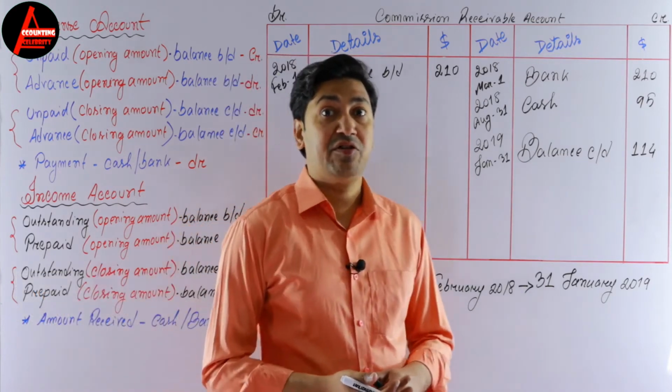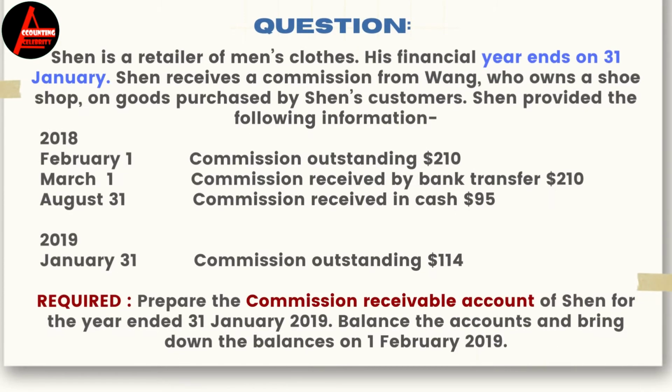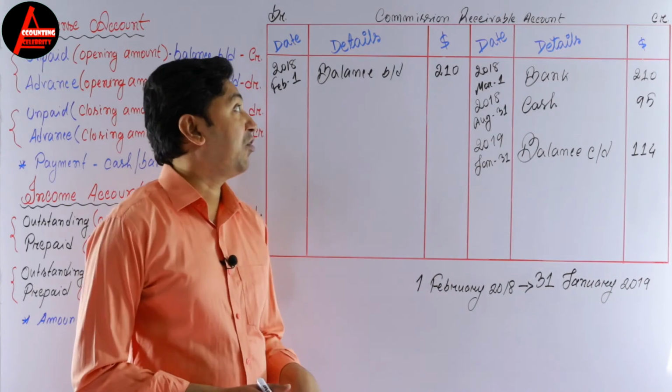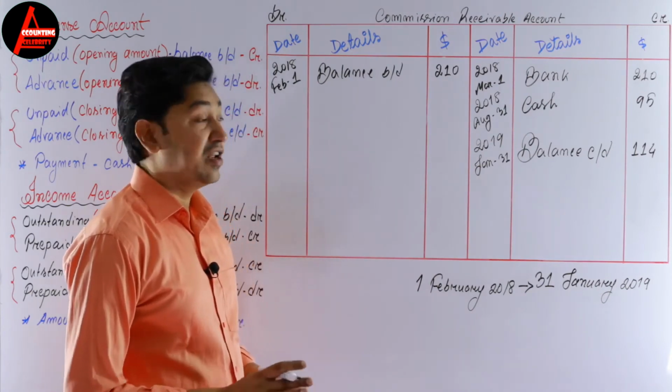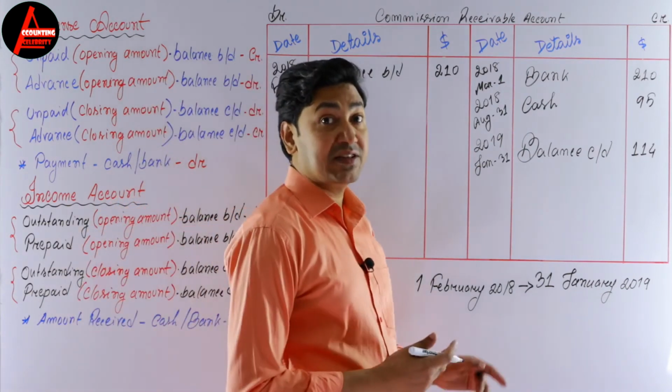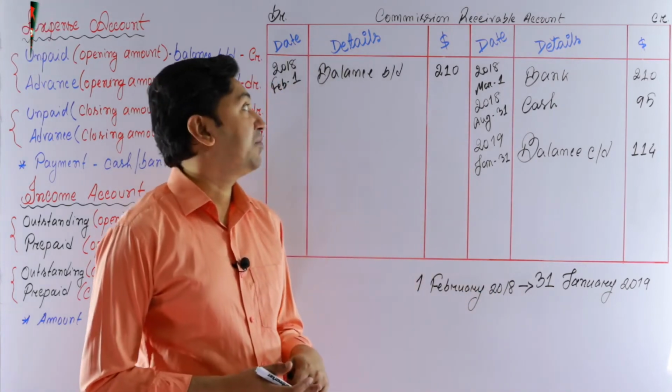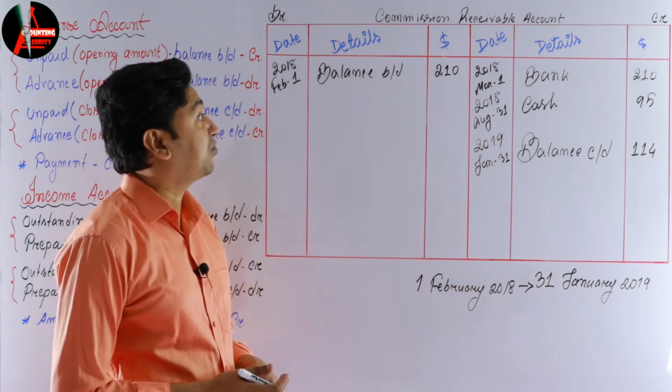Okay, now let us have a look at the question. What is our requirement here? Prepare the following accounts in the ledger of Chain for the year ended 31st January 2019. Okay, balance the accounts and bring down the balances on 1st February 2019. So here already we recorded all the transactions. Now we are required to balance this account. Okay, but question is how to balance it, what to do.